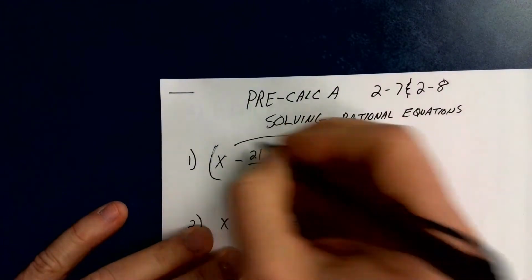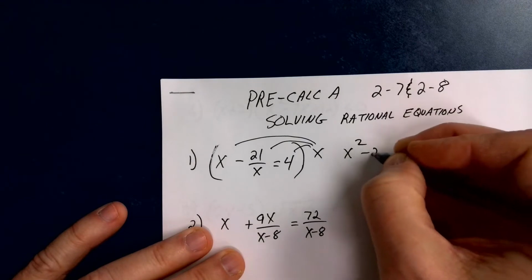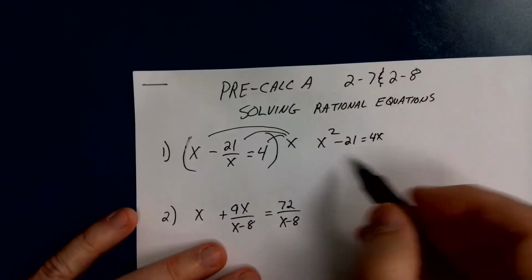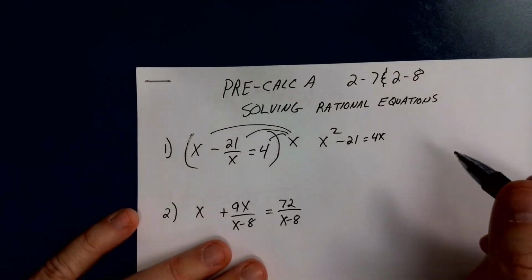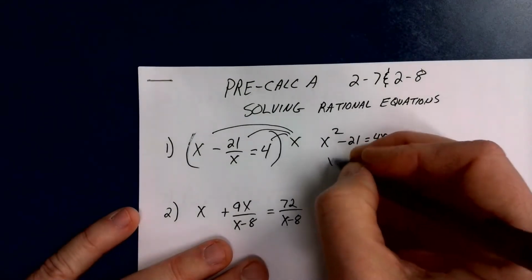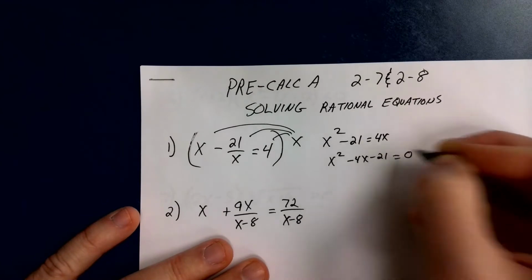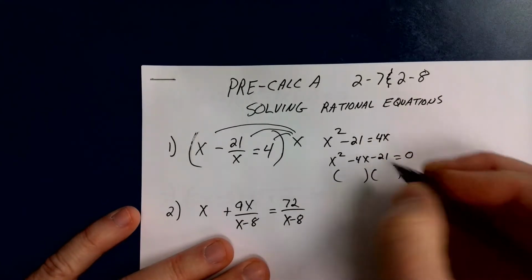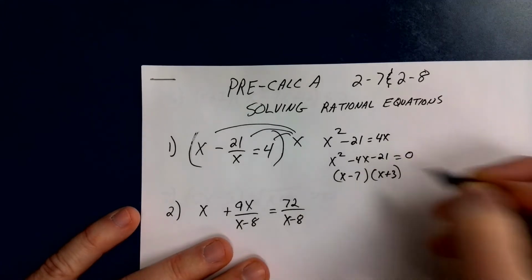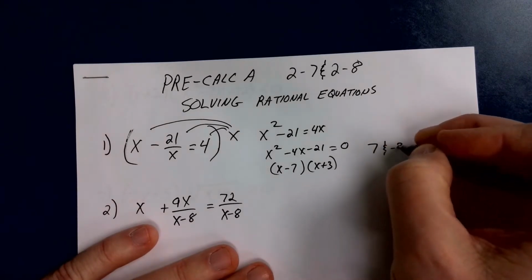When I do that, and I distribute to all three of these things, I'm going to get x squared minus 21 equals 4x. I know that that's a quadratic equation. I want to set it equal to 0, not equal to 4x. Set it equal to 0, and maybe I can factor it. So x squared minus 4x minus 21 equals 0, which means my factors are x minus 7 and x plus 3. Therefore, my solutions are 7 and negative 3.